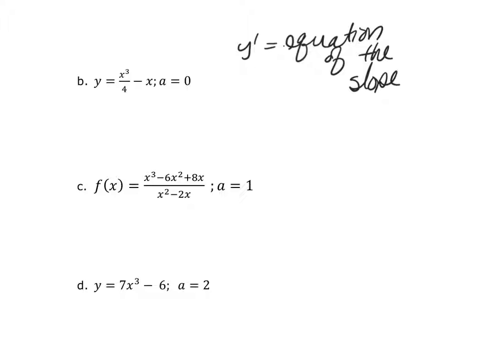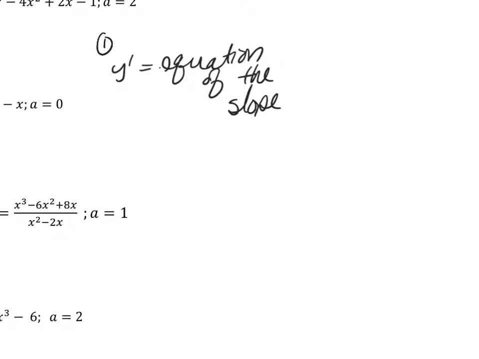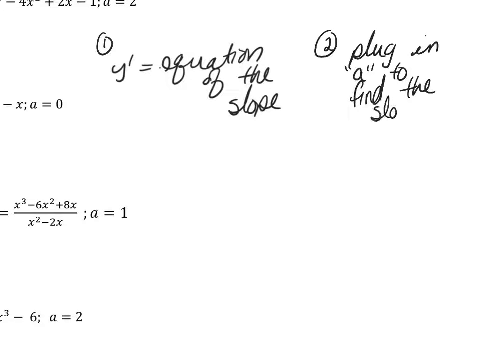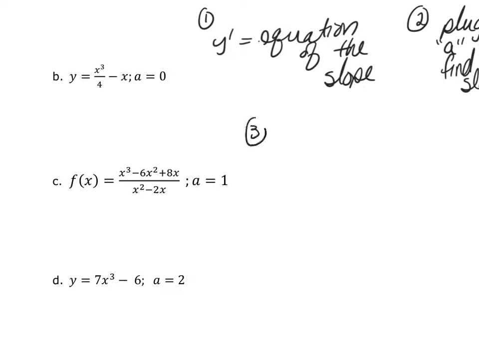After you do the derivative, you're going to put your a value into that derivative, and that's going to tell you what the slope is. After you find the equation of the slope, that's the first thing you do. The second thing you do is plug in your a value to find the slope. After you've plugged a in there, you still need to get the equation. So at some point, whether it's your third step or your first step, you need to plug a back into the original function to find y.